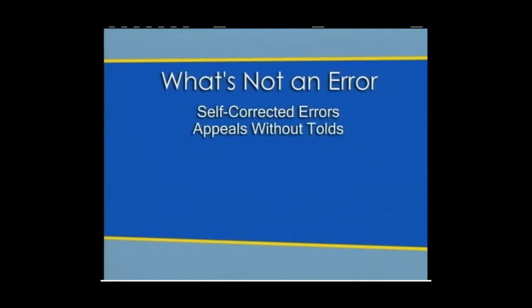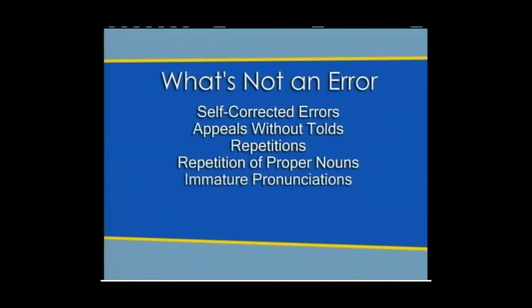What's not an error? Corrected errors are not counted as errors. Rather, they are considered self-corrections and recorded in the SC column. Appeals are not errors unless the word is told. Repetitions are not errors. Repetition of proper nouns after the first attempt are not counted as errors. Immature pronunciations are not counted as errors, such as Paschetti for spaghetti.